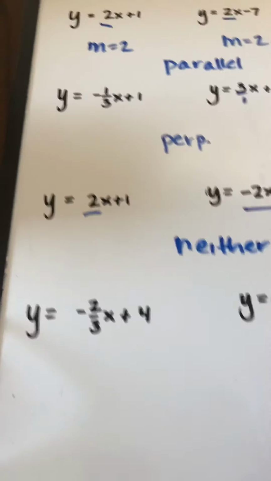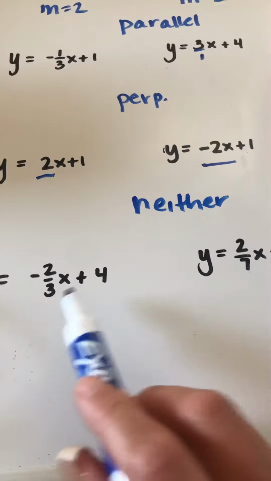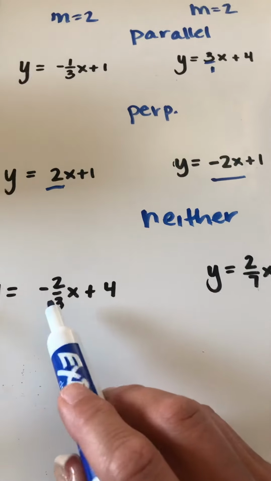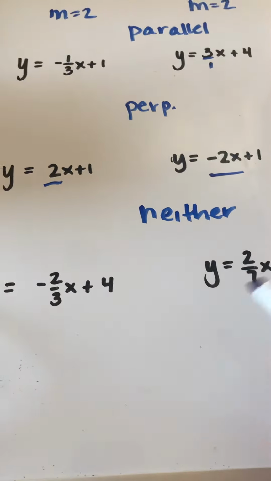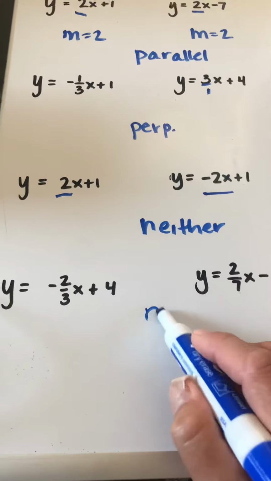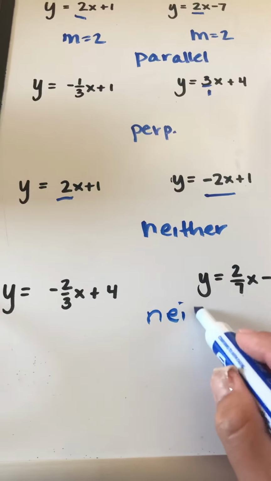Okay? Now, it's not just if they're negative positive. So these have nothing in common at all. This is a 2/3, that's a 2/7. It's not flipped. You have a positive, negative. That is a neither also.